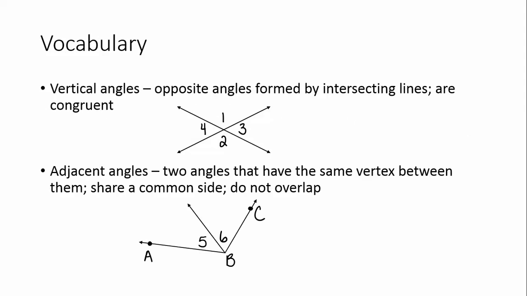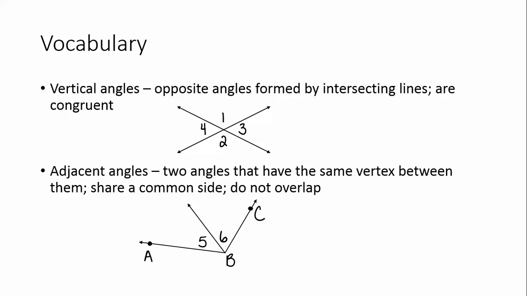We'll have several vocabulary terms, so make sure that you're writing the definitions as well as drawing the pictures and making any additional notations that I make. Vertical angles are opposite angles formed by intersecting lines, and they are congruent.